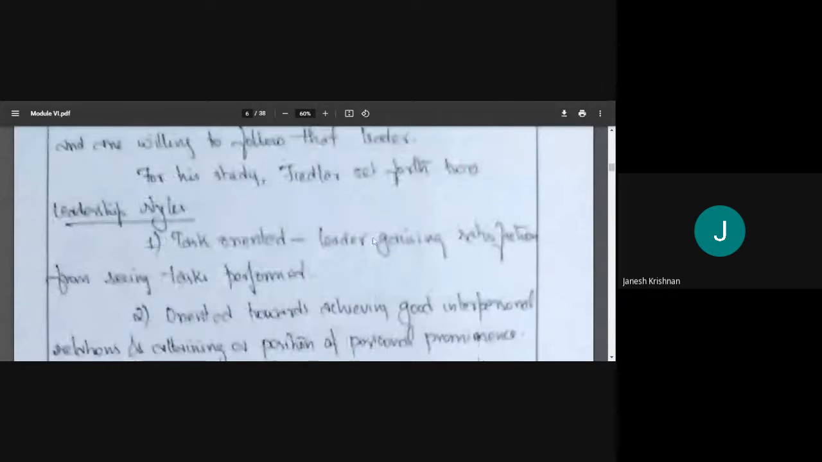Then according to Fiedler, he has put forward two leadership styles. Again, leadership styles we have to see in detail. So again, check the question. What is the question? Don't be confused.